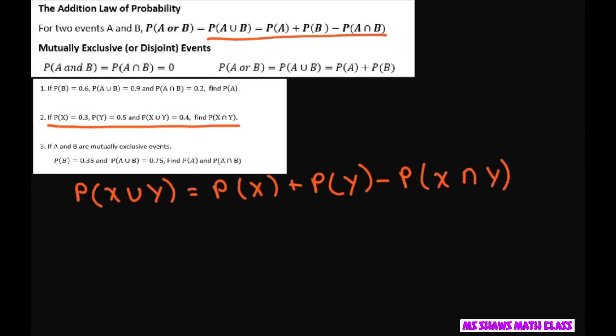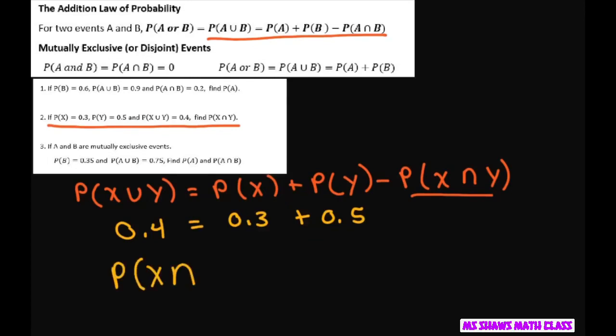So this is what we're trying to find. So fill everything in. Probability of X is 0.3. Probability of Y is 0.5. And probability X or Y is 0.4. So what we get is probability of X and Y equals 0.3 plus 0.5 minus 0.4. So that's going to give you 0.4.